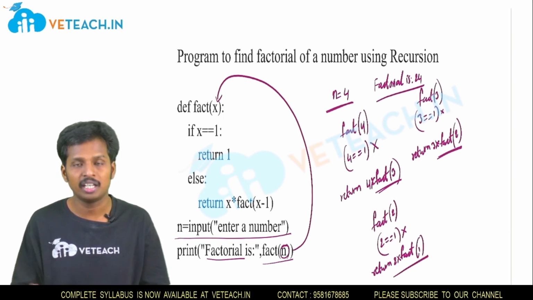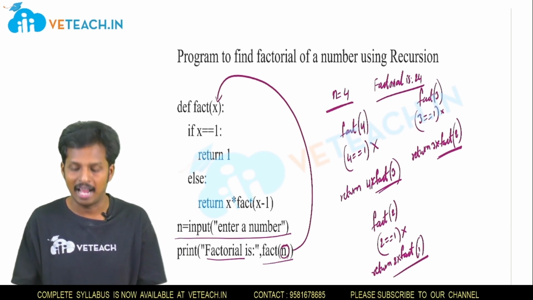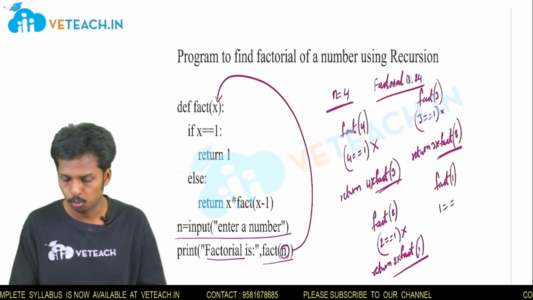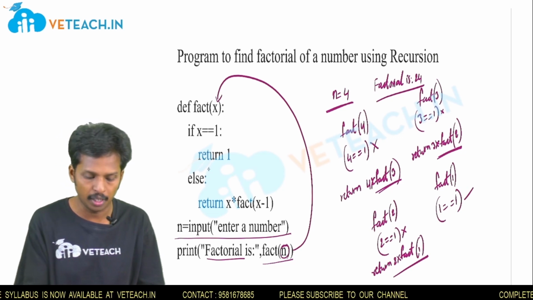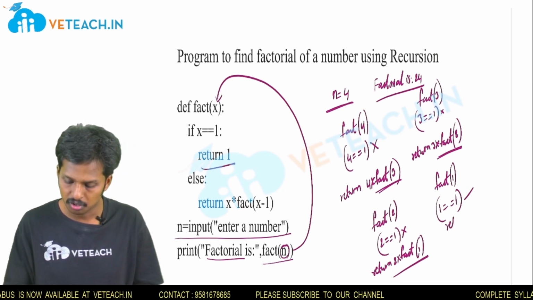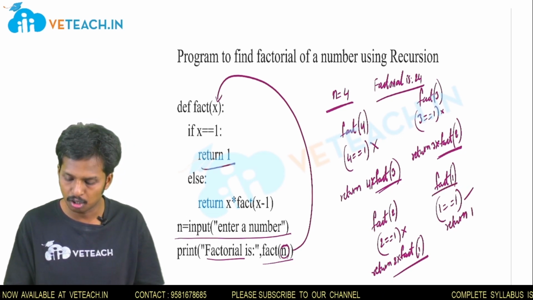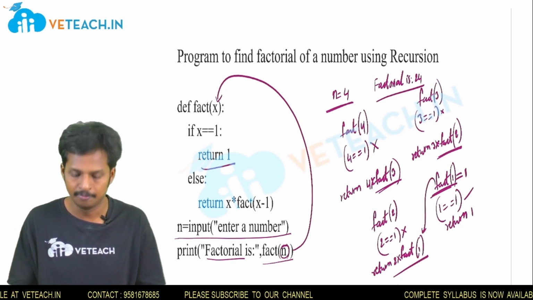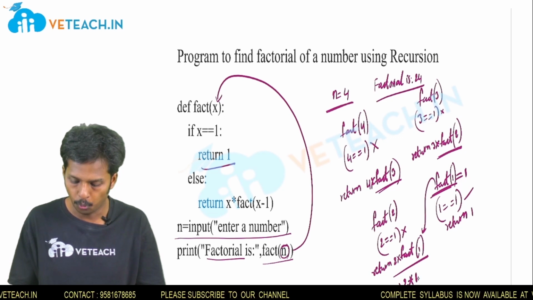Now again, fact of 1 is a function, it's not a value. When I call fact of 1, x becomes 1. 1 double equal to 1. When 1 double equal to 1, we are asking to return 1. So return 1 is the result of fact of 1, which is equal to 1. So from here the value of 1 will be returned and we get 2 into 1, that is 2.